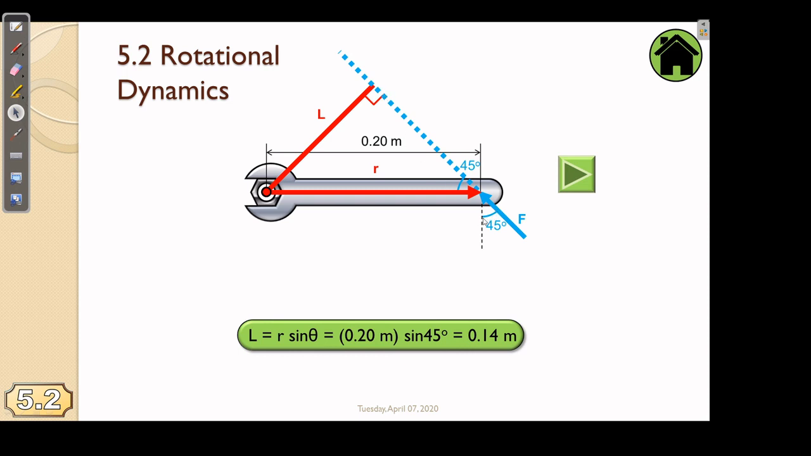Now, if this is a 45-degree angle, then this angle over here is also 45 degrees, which means that the angle between the line of force and the radius is also 45 degrees, and that's the angle that we're going to be interested in. So to calculate the lever arm, we're going to take the radius, which is still 0.20 meters, multiplied by the sine of 45 degrees, and get 0.14 meters. Again, applying a force at 45 degrees makes the lever arm much shorter than the radius, which indicates that this force will be less effective at causing the wrench to rotate. The most effective force is a perpendicular force.